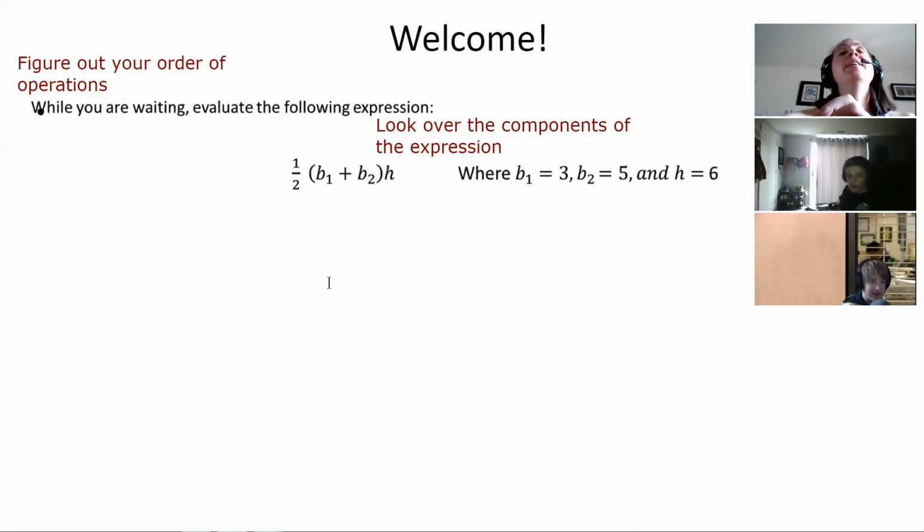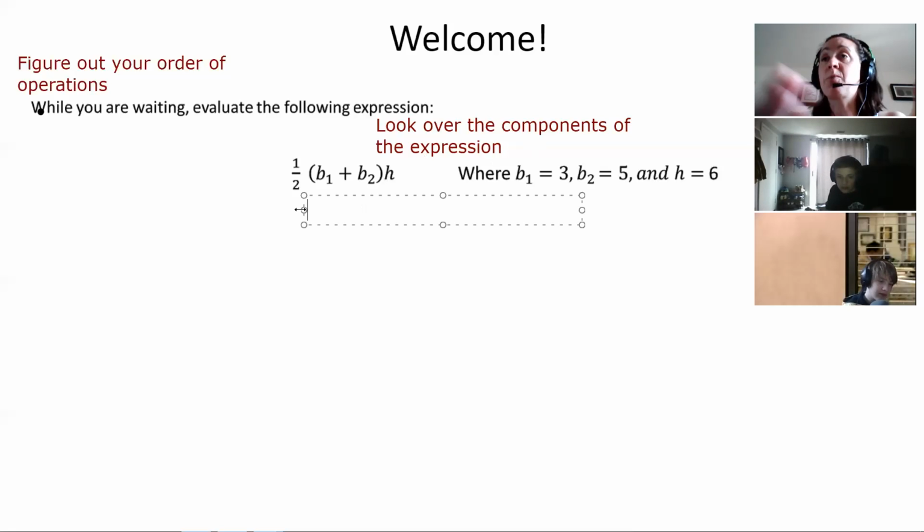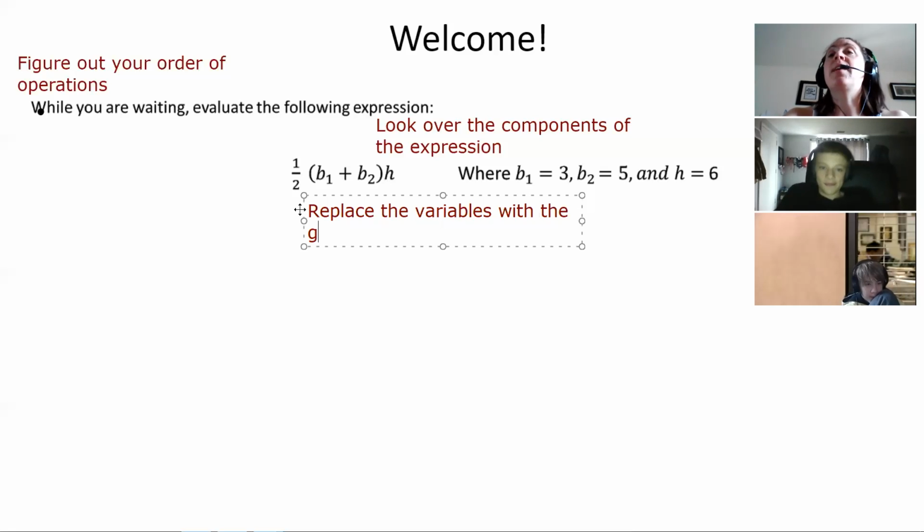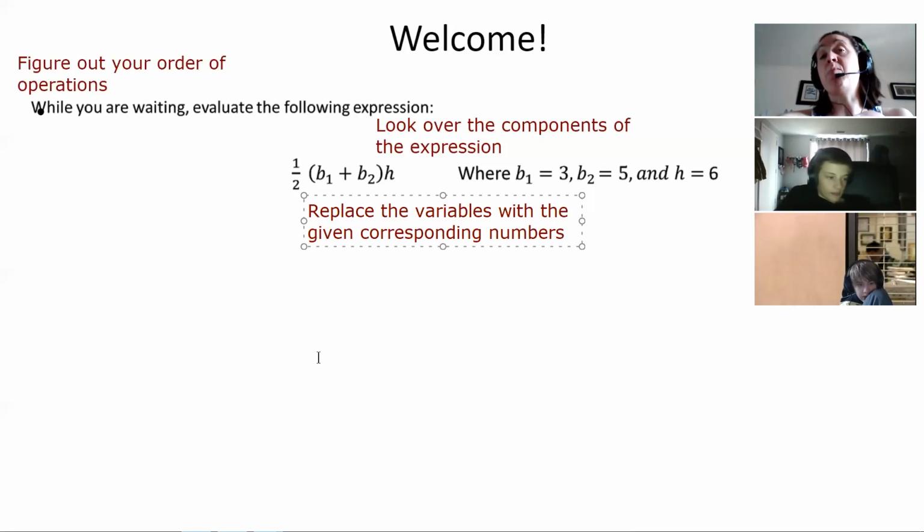So I'm going to tell you guys what we want to do, and what I want you to write down is see all these little components of the expression. I love that word. I'm going to overuse it. We're going to replace the variables with their corresponding numbers, whatever they tell you. That's the main thing we want to do here. That's what you're going to do with all of these equations today. That's how you evaluate these expressions. We first have to replace the variables with the given corresponding numbers.